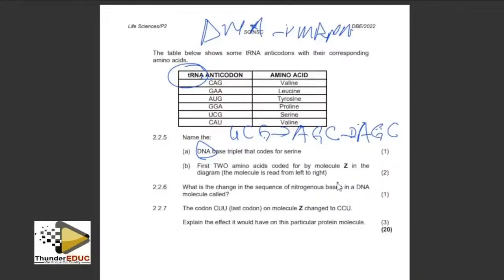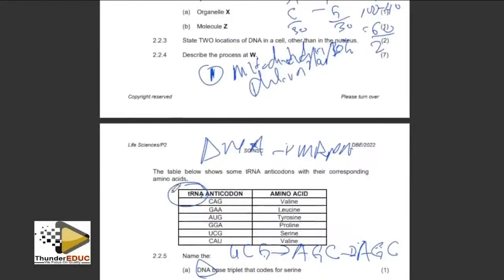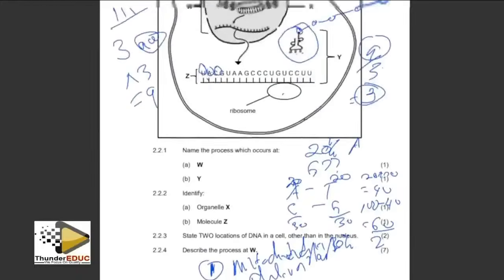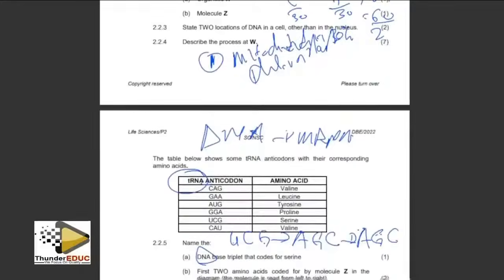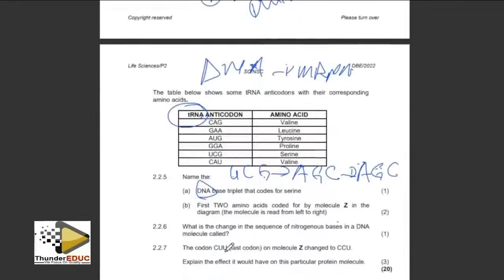First 2 amino acids coded for Z in the diagram. So they want you to identify. Now, this is transfer RNA, but what is Z? Z is messenger. Therefore, you have to just change this into transfer RNA, one conversion, because it is messenger to transfer RNA, and then you come to the table and find it.